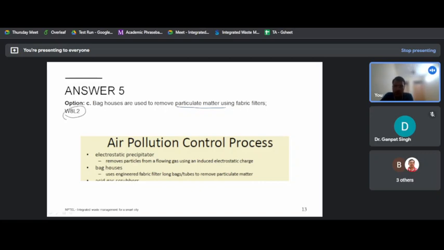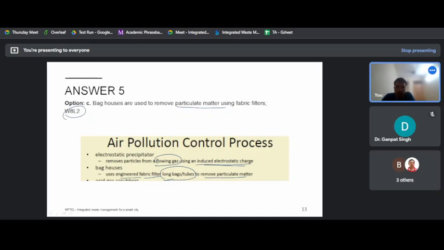Students can refer to the second lecture of this day. The electrostatic precipitator uses an induced electrostatic charge to remove the particles from a flowing gas. Here, an engineered fabric filter is used which will have long bags and tubes to remove the particulate matter. So a baghouse removes particulate matter using fabric filters.